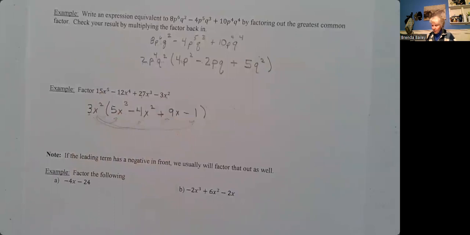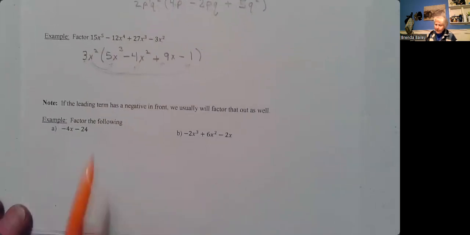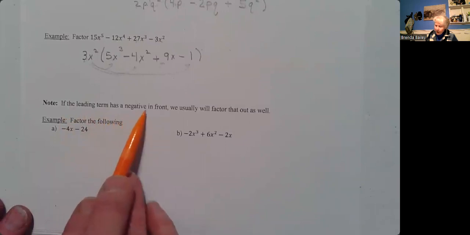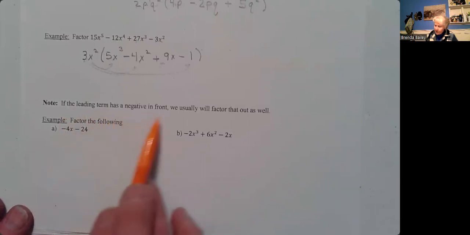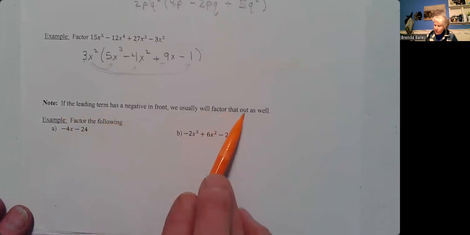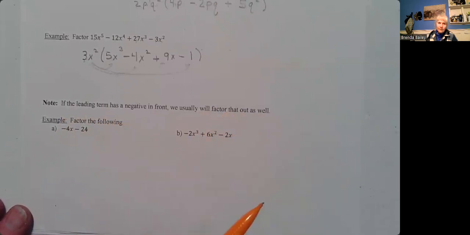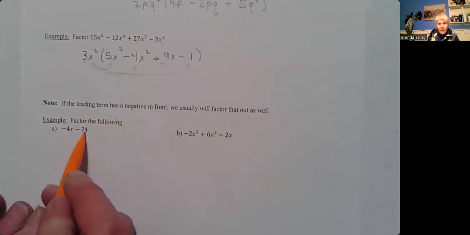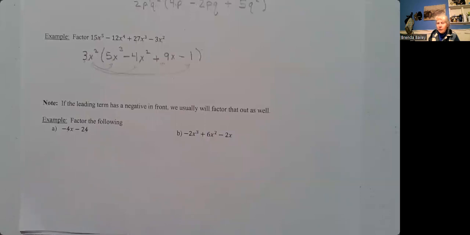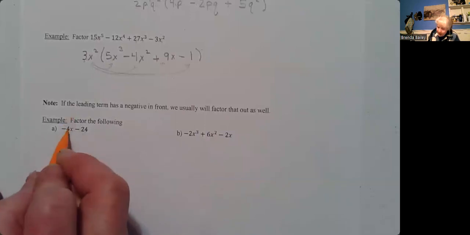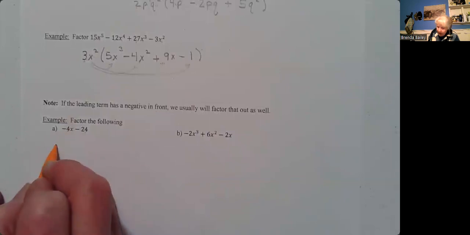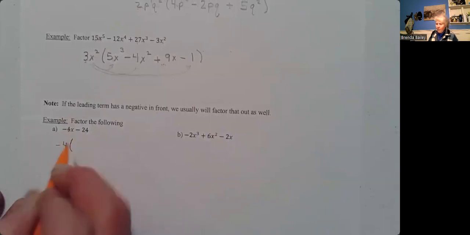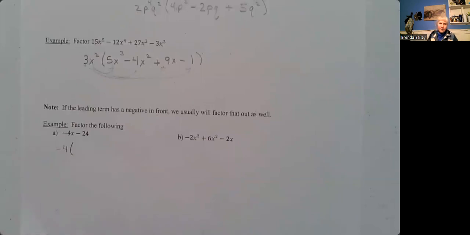Okay, let's keep going. If the leading term has a negative in front, the highest power has a negative in front, we usually will factor out that negative as well. So in other words, in looking at here, I've got a 4 and a 24. What's the largest number that goes into both of those? Well, that would be 4, but because this leading is negative, I'm going to pull out a negative 4. It just makes the rest of the problem solving easier.